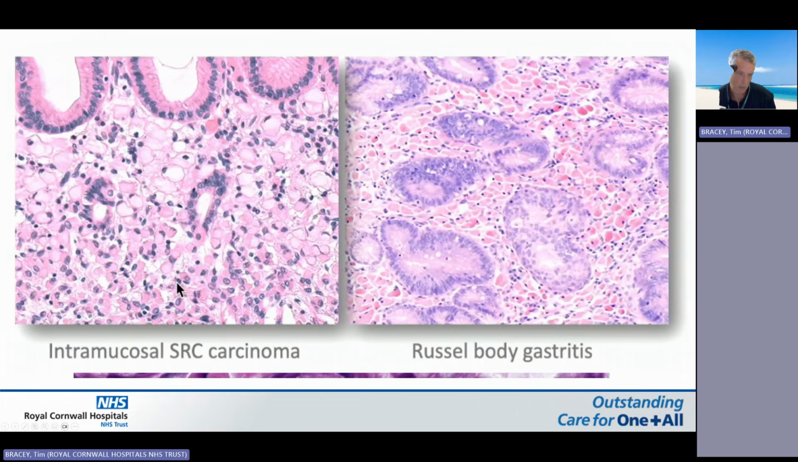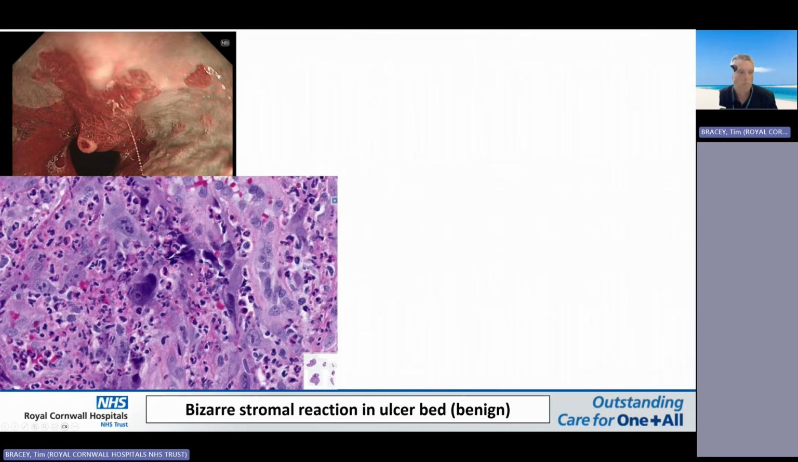And this is one from a colleague up country who just showed me this beautiful picture of signet ring cell carcinoma and how much Russell body gastritis can look like it. This is something which I've got probably enough for a good case series of now. Nearly always in the proximal stomach.